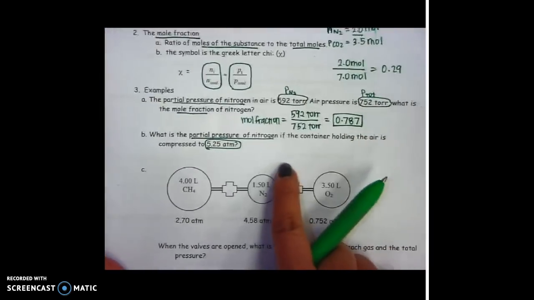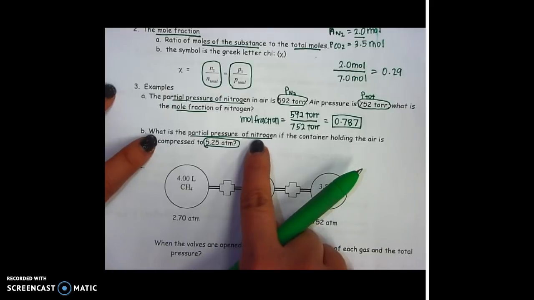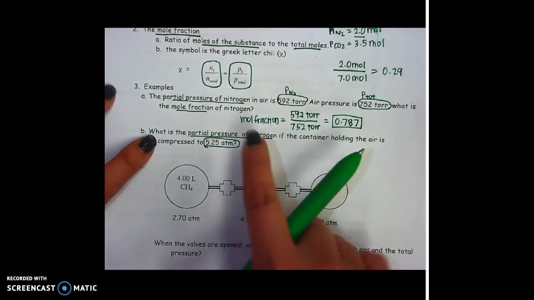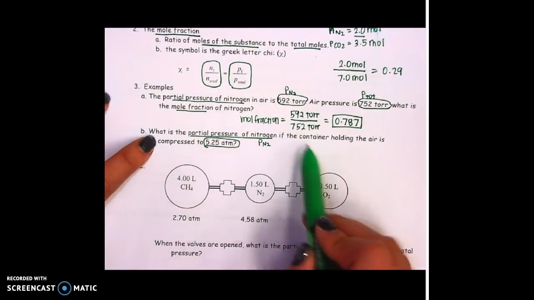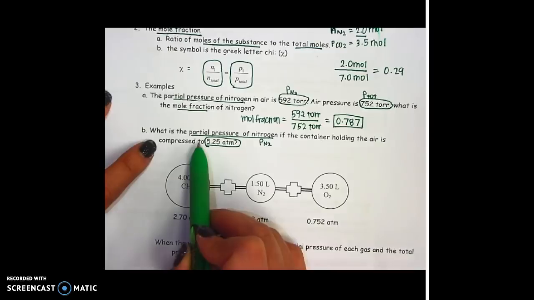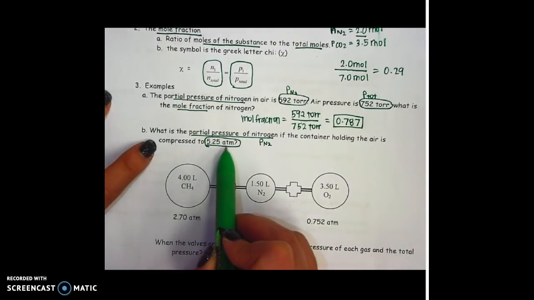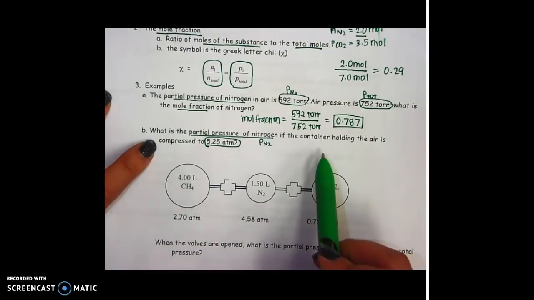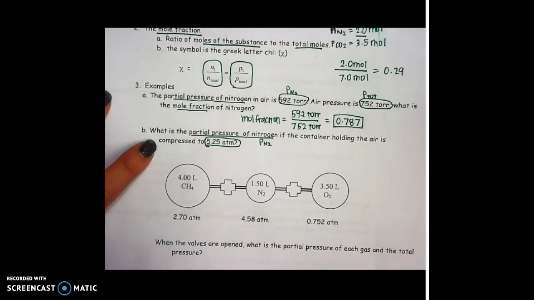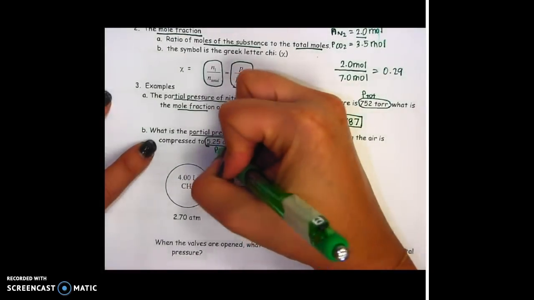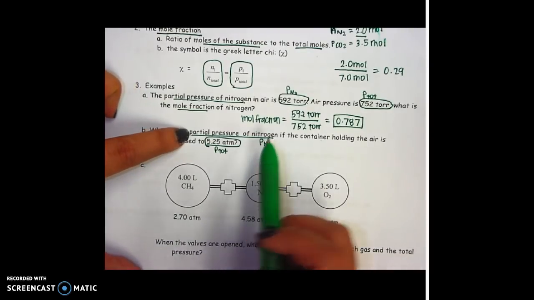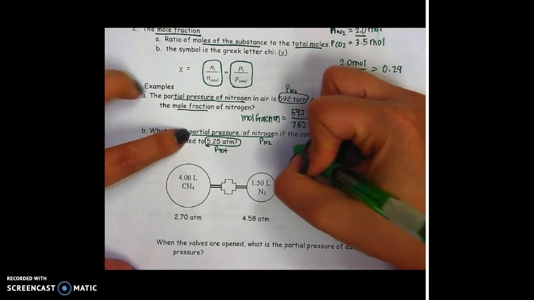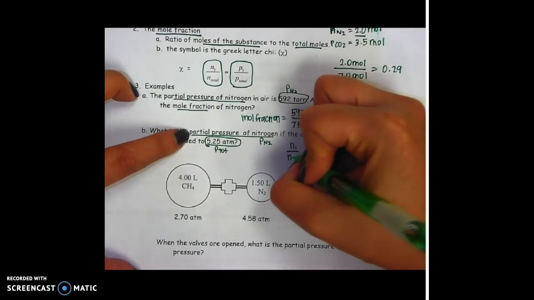Now, let's look down below. Now it says, what is the partial pressure of nitrogen? So this time you guys are solving for PN2. They want the partial pressure of nitrogen if the container holding the air is compressed to 5.25 atm. Okay, so we know the P total, it's going to be 5.25 atm. And I'm looking for the partial pressure of nitrogen. So our basic setup is going to be N1 over N total.